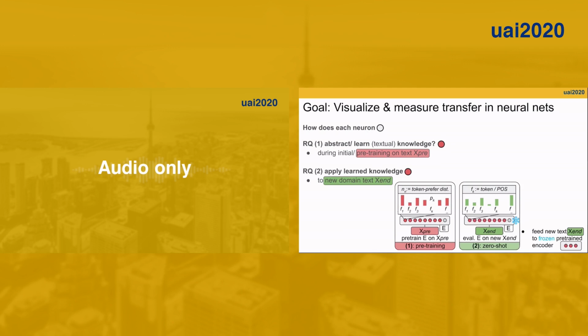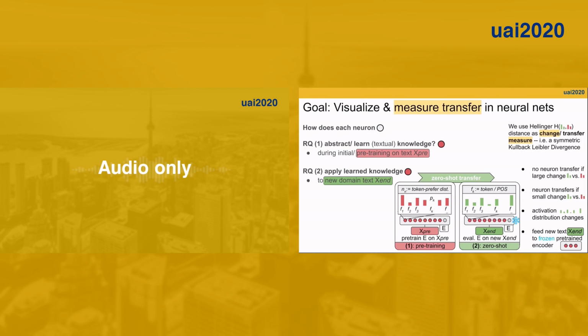In the second research question, we want to look at how this pre-trained knowledge is applied to a new domain. So we feed a new corpus and we get different activation patterns, or neuron preference patterns. For each neuron, we can see if this activation preference is similar to the pre-trained corpus. If it is, then the knowledge of the neuron from the pre-training transferred to the new corpus. If they're different, there was little transfer for the neuron. We can also quantify and measure these differences. In this case, because we have probability distributions, we use the Hellinger distance, because it is a symmetric version of the Kullback-Leibler divergence.